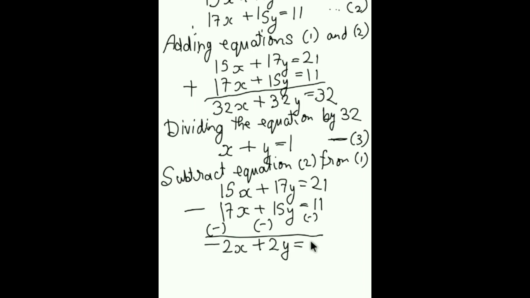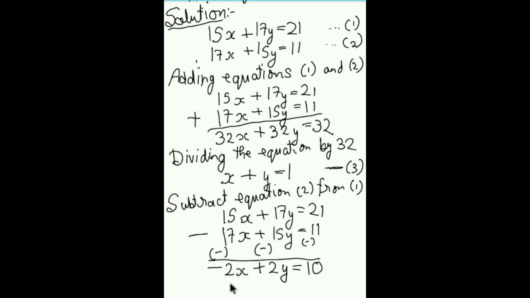Now see 21 minus 11 will be plus 10. Okay, because here the sign of 21, the greater number, is positive, so the sign of the answer will be plus 10. Okay, so this is what we got.